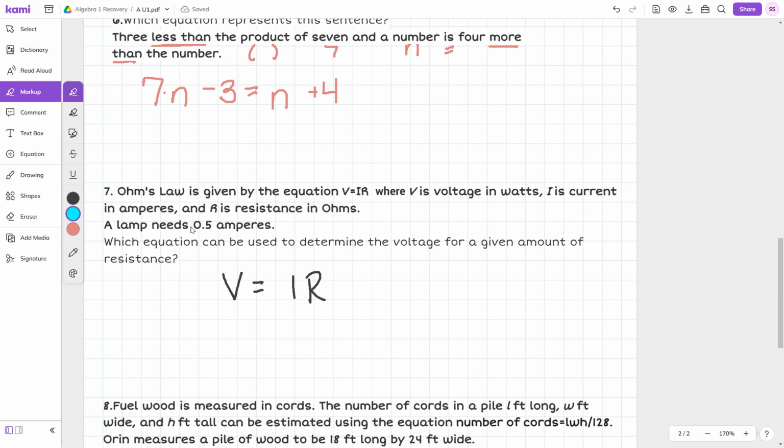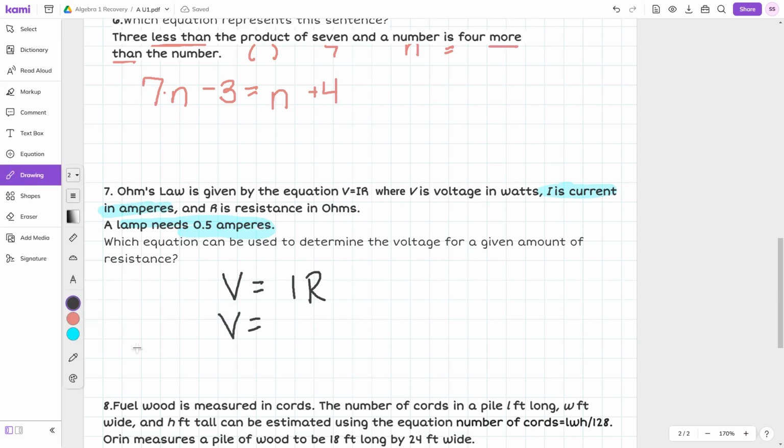So my lamp needs 0.5 amps, and I represents the amps. So I can substitute out, V equals, instead of having the I, I can do 1/2 or 0.5 R. Just to be consistent with the information, I'm going to change that 1/2 to a 0.5. Sometimes, you know, the smallest things will confuse us. So I'll just try to keep it just the same. So it should look like that.